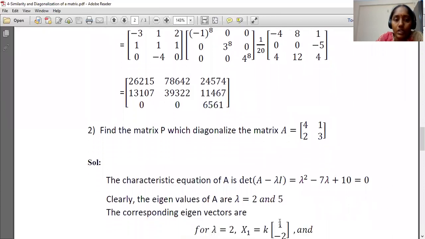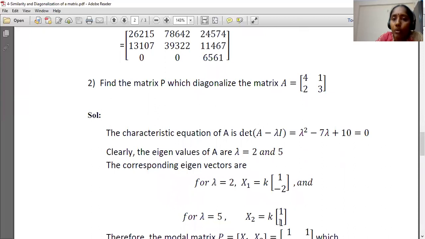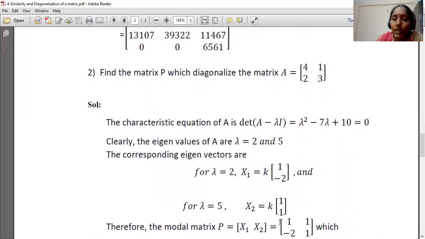Now we move to the next example. Find the matrix P which diagonalizes the matrix A, with rows 4, 1 and 2, 3. First find the characteristic equation, which is determinant of A minus lambda I equal to 0, which is 4 minus lambda into 3 minus lambda minus 2, which is nothing but lambda square minus 7 lambda plus 10 equal to 0. The roots of this equation are 2 and 5. Those are called the eigenvalues. The corresponding eigenvectors are 1, minus 2 and 1, 1.